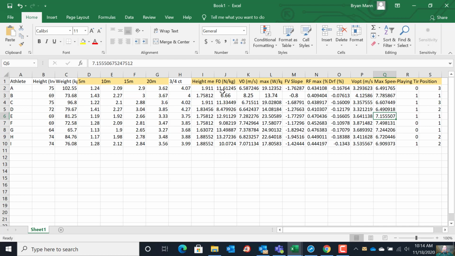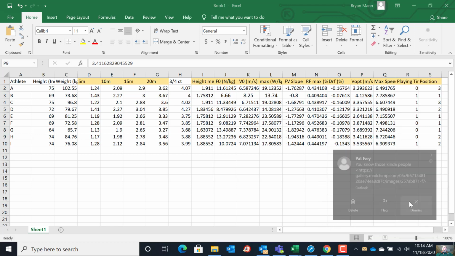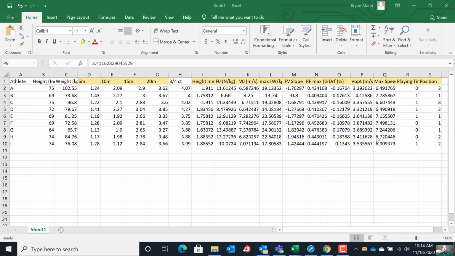let's say it's somebody right here, the 6.7 max speed. Let's go ahead and dismiss that here. And now everybody knows I'm on Pat Ivy's mailing list.